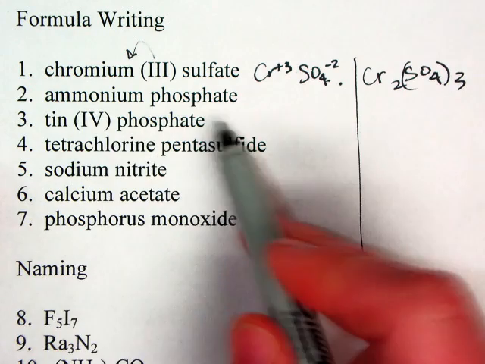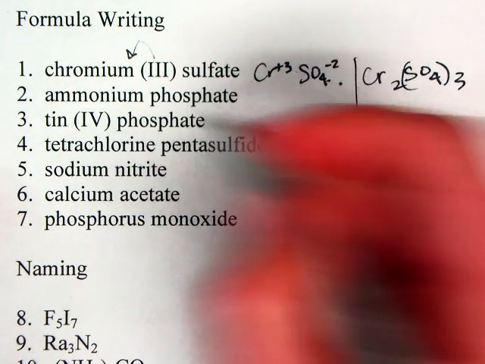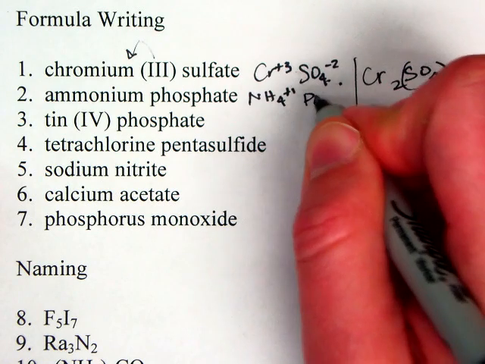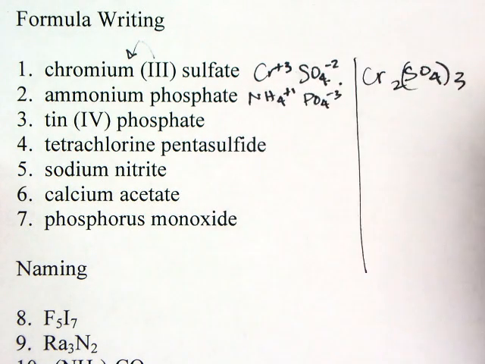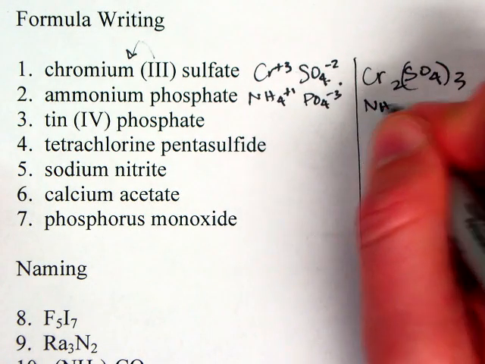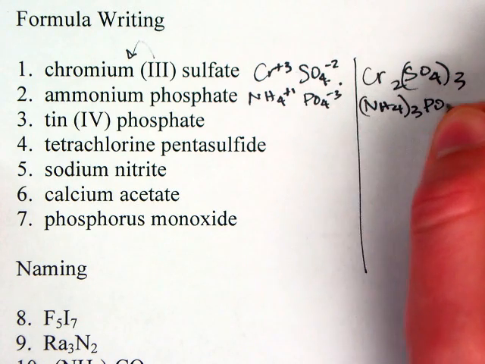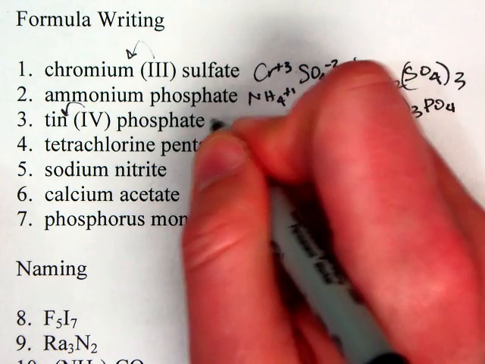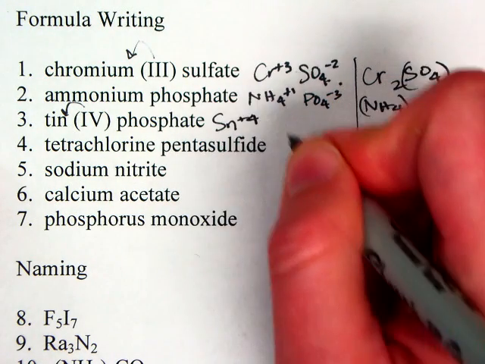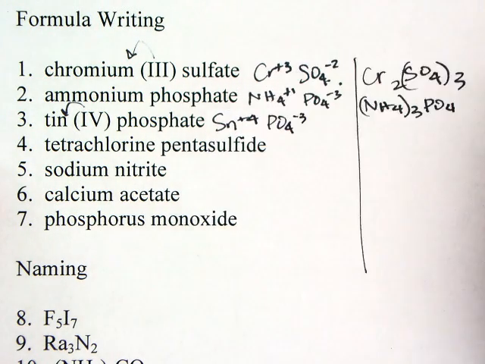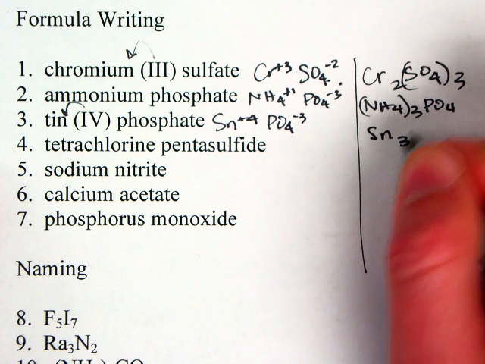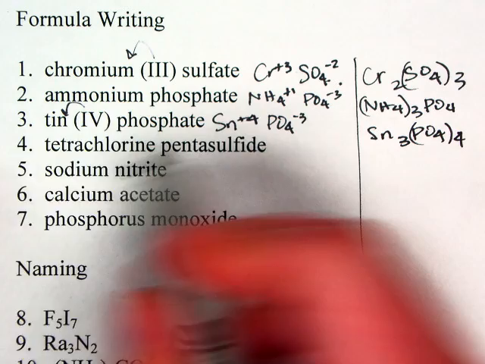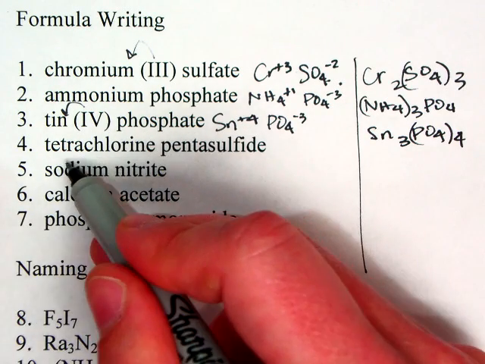Okay, for the next one, ammonium phosphate, you've got no prefixes again. Ammonium, you look it up, is +1. Phosphate is -3. You crisscross them, a 3 goes down to the ammonium, so (NH4)3PO4. Tin 4 phosphate, that 4 is a charge on tin, so Sn plus 4, phosphate again, popular choice is -3, and you get Sn3(PO4)4.